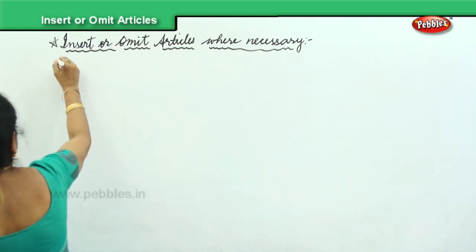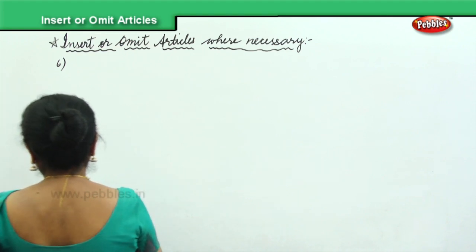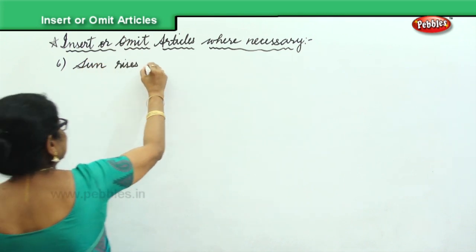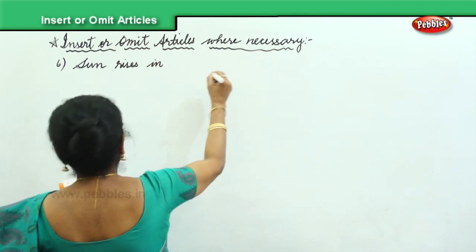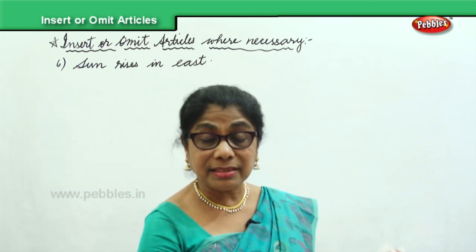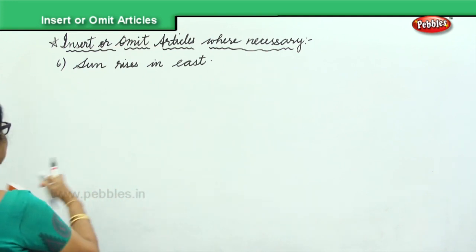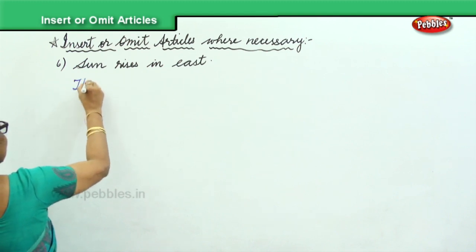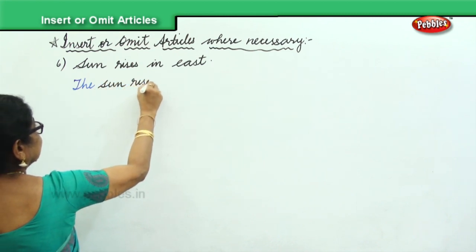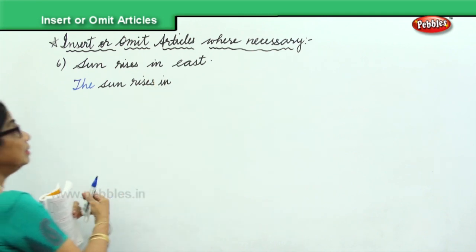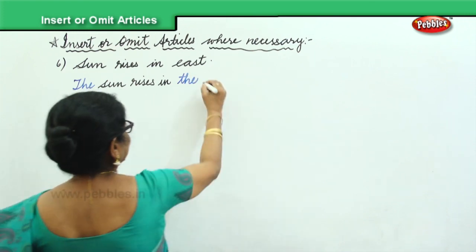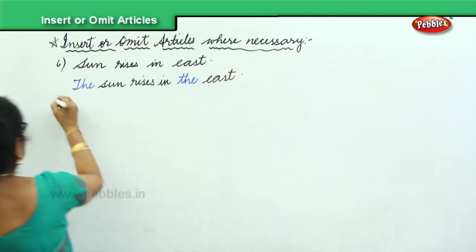Okay? 6th one. Sun rises in east. So what will be the answer? The sun, very good. The sun rises in the east. So we have to insert the. That will be the sun rises in, again we'll insert the east. The sun rises in the east. All right, very good.